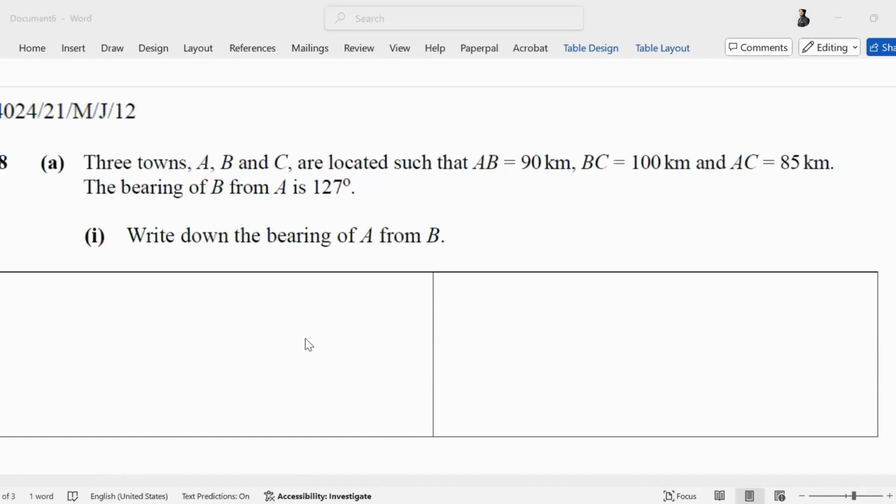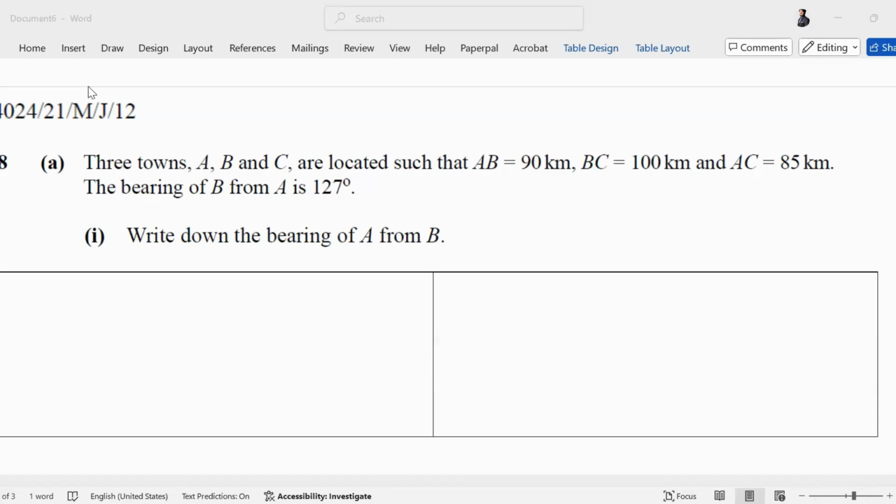So we have three towns A, B and C located such that AB is 90 kilometers, BC is 100 and AC is 85 kilometers. The bearing of B from A is 127 degrees. What does it tell me? If I'm standing on A, for example, if I tell you to look at 2 o'clock, where do you look? Understood, right? So from A, if you want to look at B, you will have to go at 127 degrees.